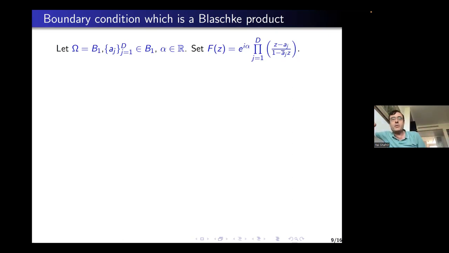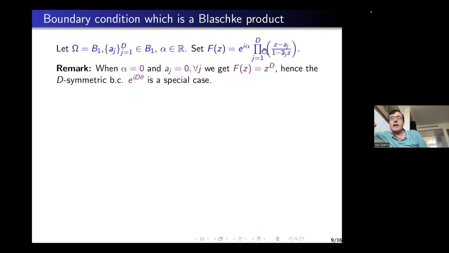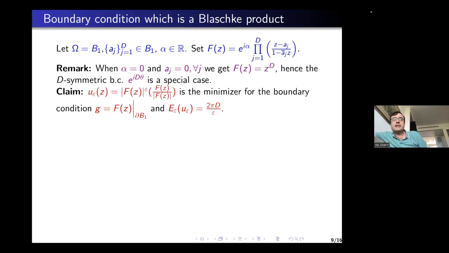In any case, here we consider B1, consider the points a_j, not necessarily distinct, and consider these Blaschke products of d factors. Now, when alpha is zero and all the points are the origin, we find z to the power d, which means that we meet again the dissymmetric case that we considered before for the boundary data. And then it turns out that also in this case, we have a very simple form for the minimizer for any fixed epsilon. And it is given by this. It's very similar to what we did in the dissymmetric case. We fix the orientation. We take F over modulus F as in the boundary condition, but we take the modulus to the power epsilon.